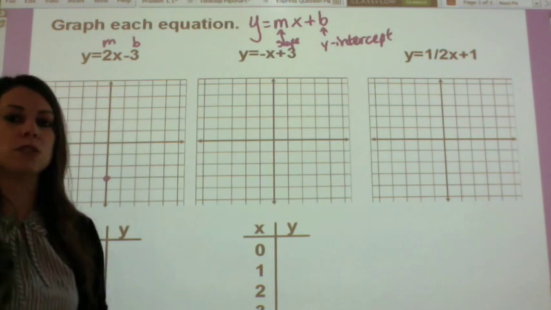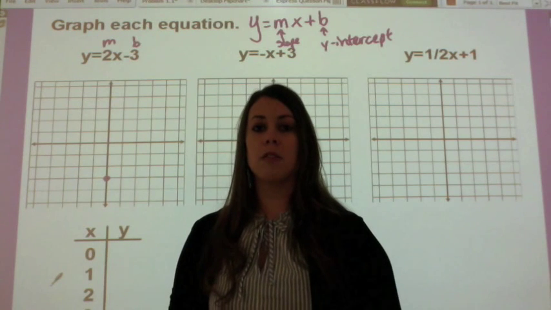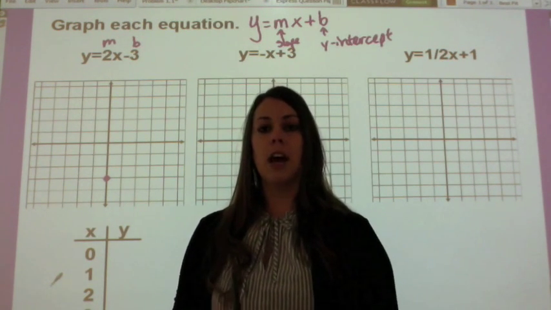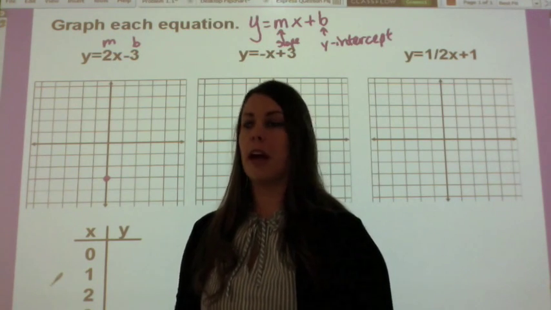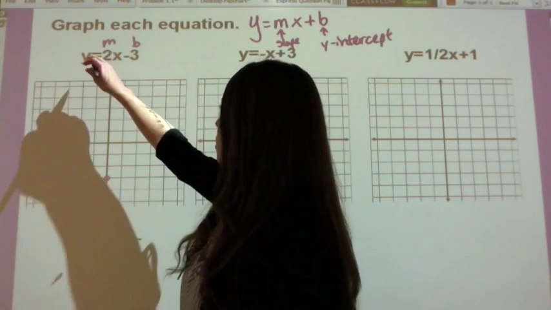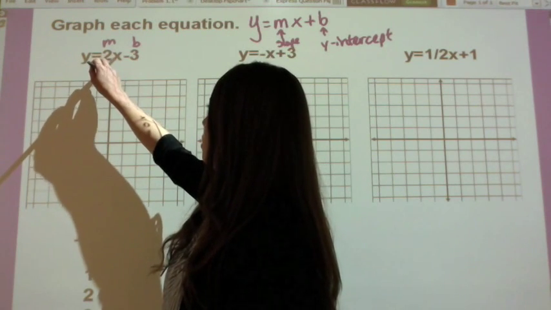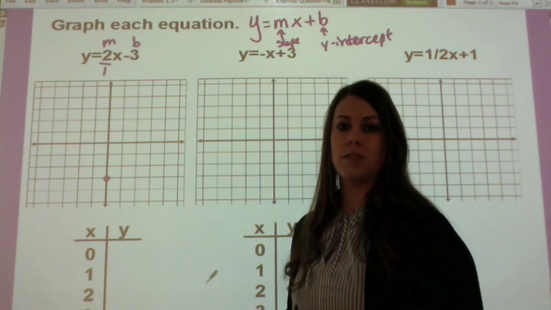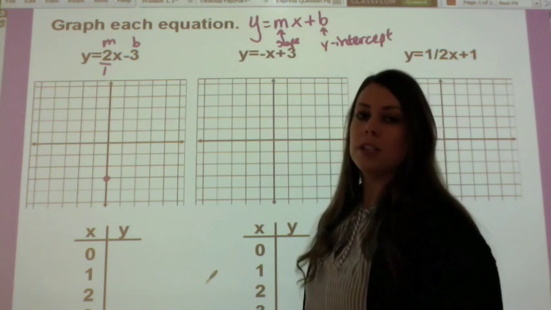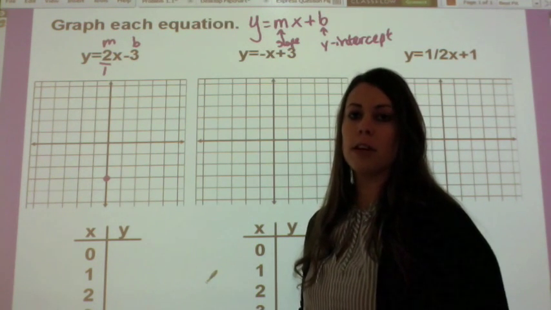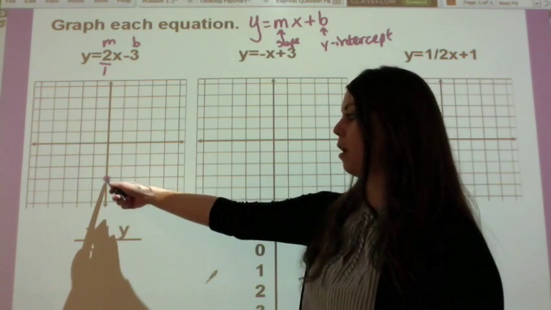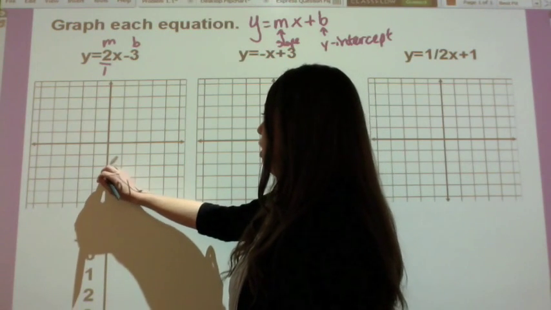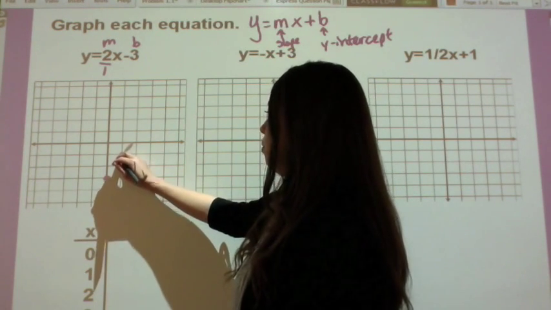Then I'm going to use my slope. Slope is rise over run: how much the line changes by going up or down, and how much it goes across from left to right. It's not in a fraction, but I can make it a fraction by putting any number over 1, and it doesn't change its value. So now my slope is 2 over 1, so I go up 2 from my y-intercept and over 1 to the right. I go up 2 over 1, plot the point.